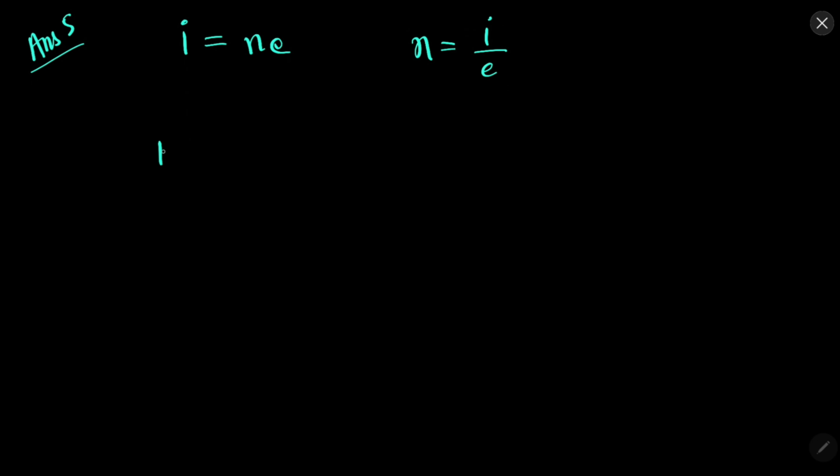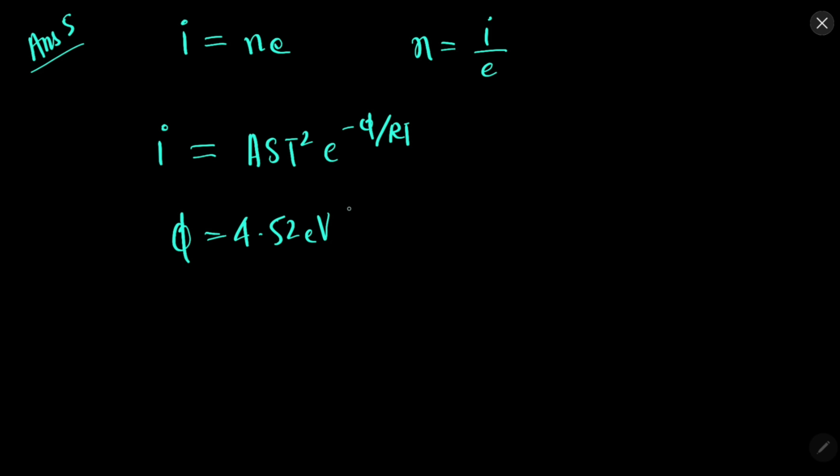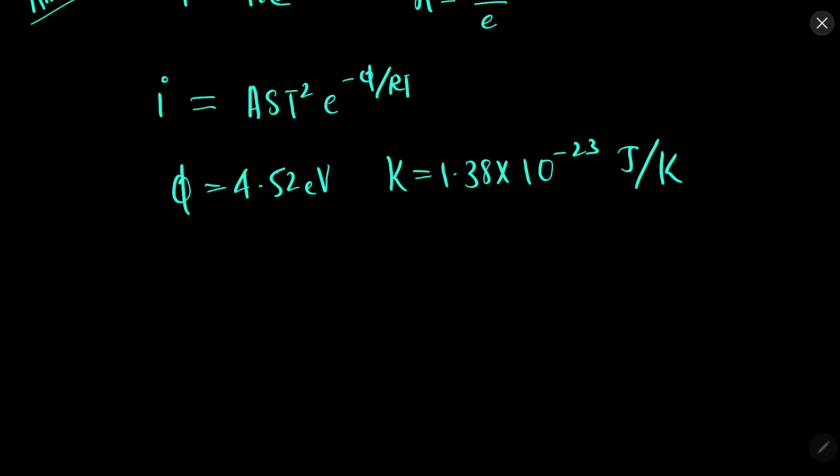So first of all, we know that current can be equal to NE, or N can be I over E. Now I can be written like A S T square e to the power minus phi over KT. Phi is 4.52 eV. K is 1.38 into 10 to the power minus 23 joule per Kelvin.